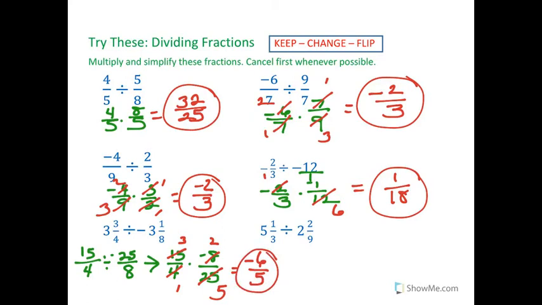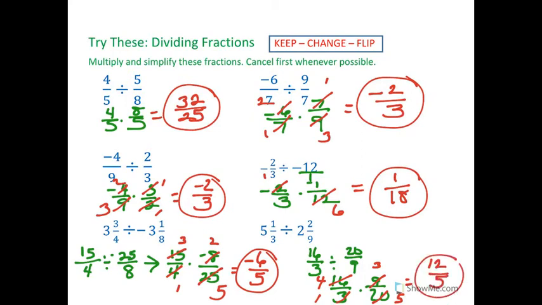All right, one more here. 15 and 1 is 16 thirds divided by 18 and 2 is 20 over 9. 16 over 3, keep, change, 9 over 20, and cancel. 4 goes into each of those, 4 and 5, and I end up with, no negative signs to worry about, 12 over 5. How did you do?